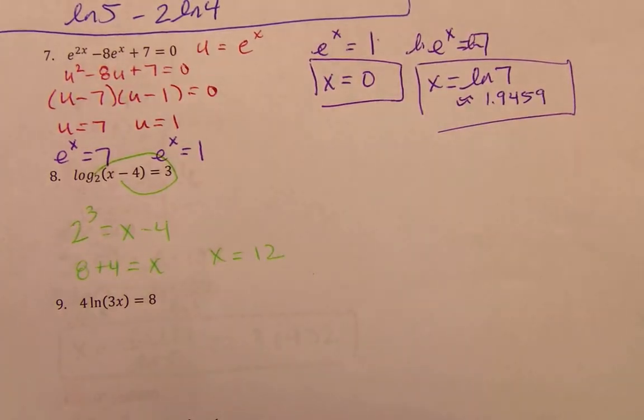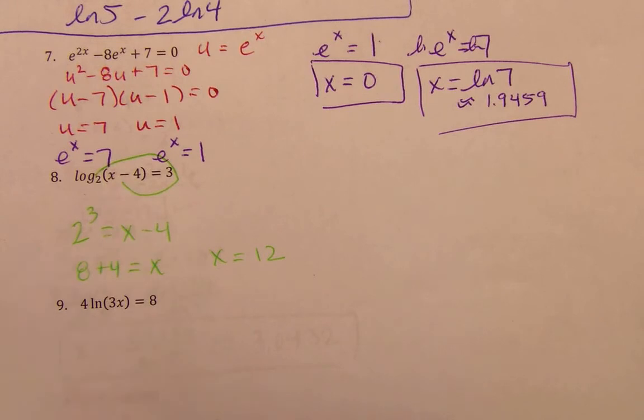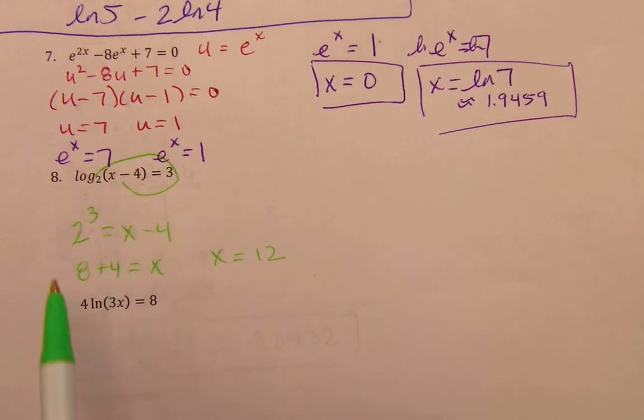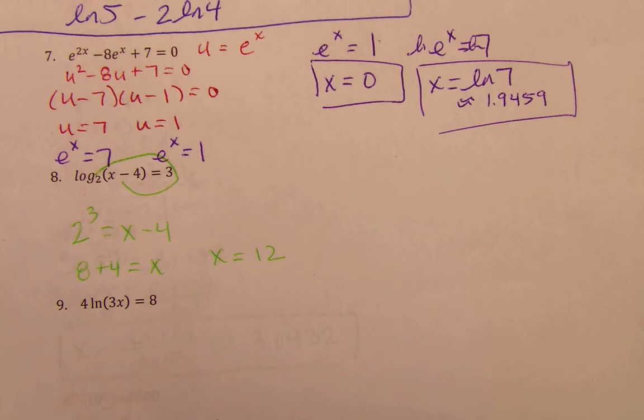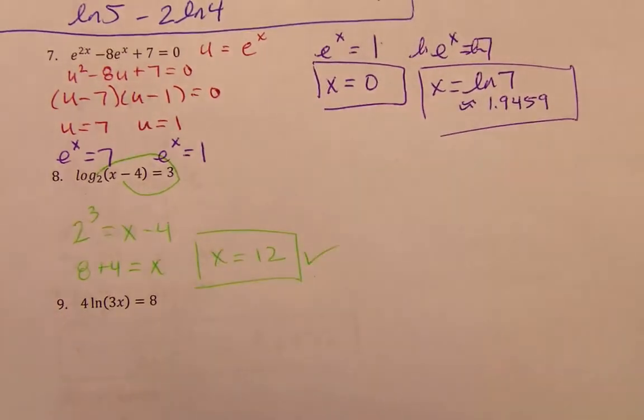And I haven't been checking my answers, but let's go back to doing that real quick. If I'm checking my answer here, plugging in 12, 12 minus 4 is 8, and there's not a problem taking the log of 8. But if we had gotten a negative 8 in here, that would be a problem. We cannot take the log of a negative number. All right, so we checked that one, it worked out.